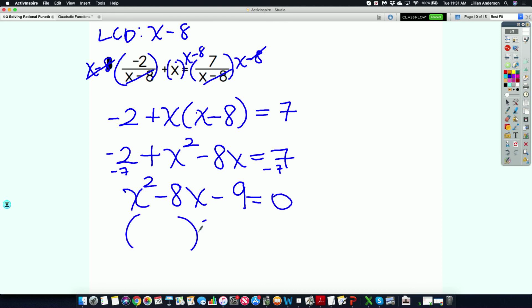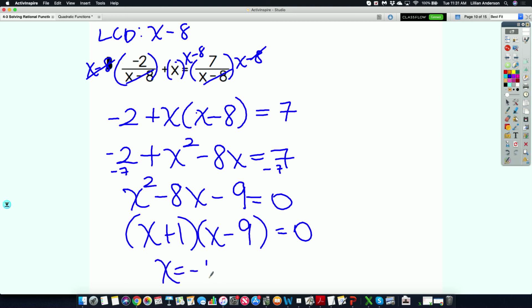What are the two numbers? So when I set both of them equal to 0, I'll get x equals positive 9. Do they both work? Yes, they do. Questions on the whole multiplying by the lowest common denominator?